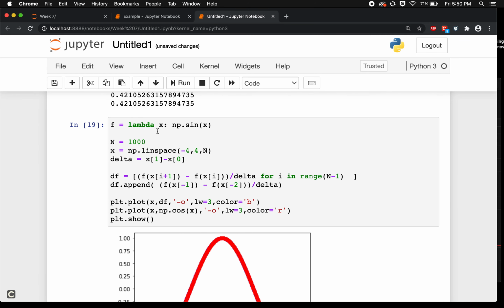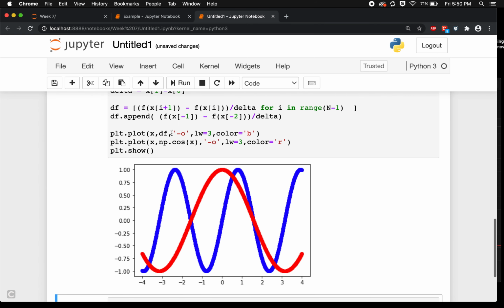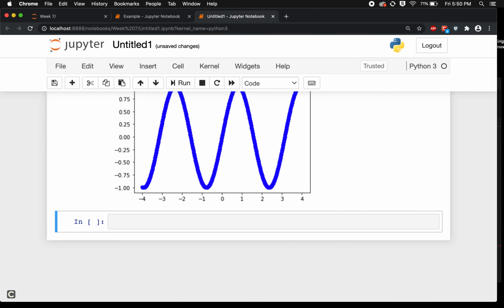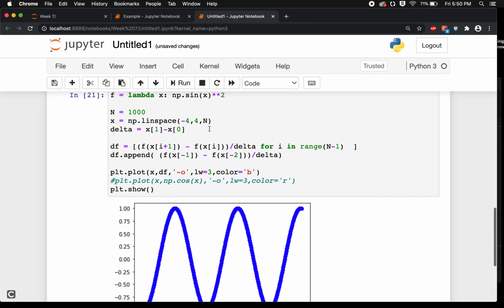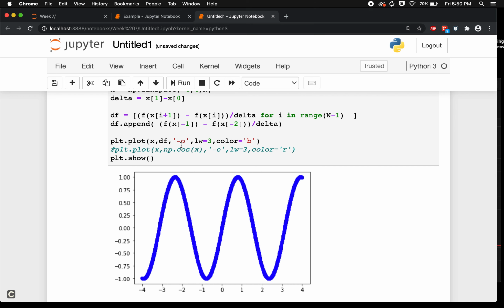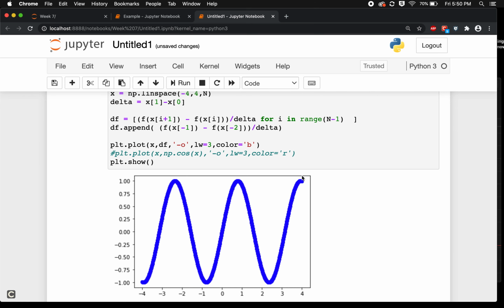The nice thing about this is, obviously sine, we know how to analytically take the derivative, but this function would work for basically any derivative. So if I did sine squared, I'm going to get the derivative of sine squared. I don't even know what that is analytically. It's going to be like sine times cosine or something like that. 2 times sine times cosine. But now we get our derivative, our finite differences derivative.